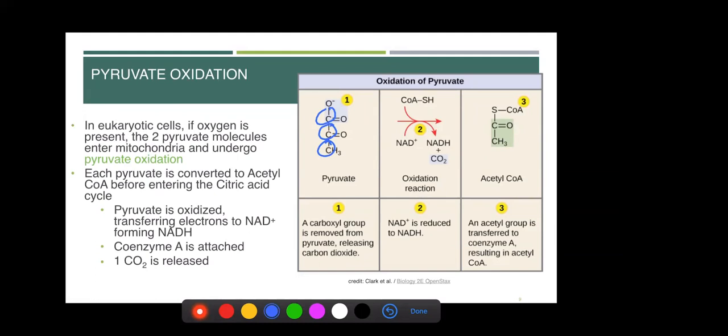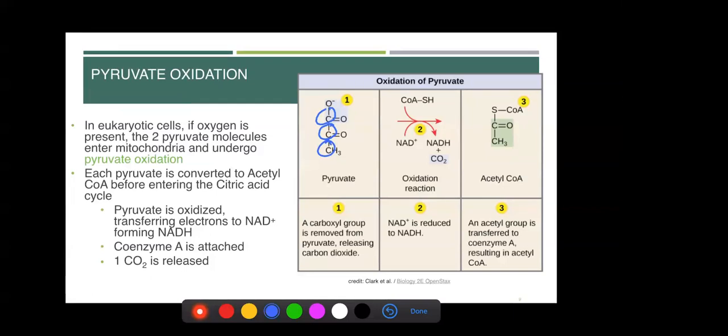Pyruvate oxidation has so many different names. I call it the intermediate step, and it's been called that for the longest. The new book that we used to use called it the preparatory step, and I'm guessing she's calling it pyruvate oxidation now. We have to undergo this step before we go into the Krebs cycle.